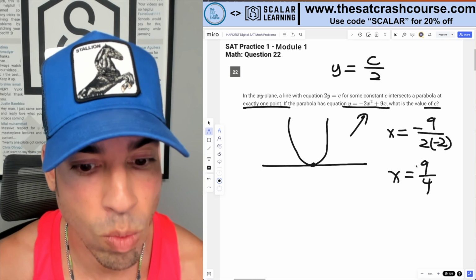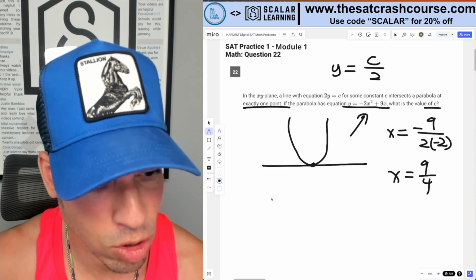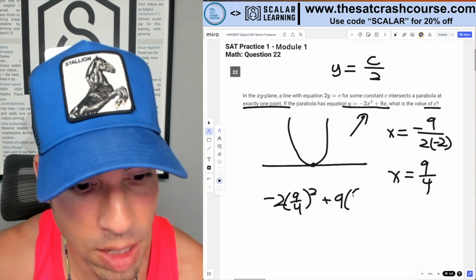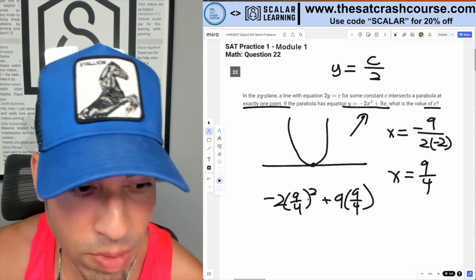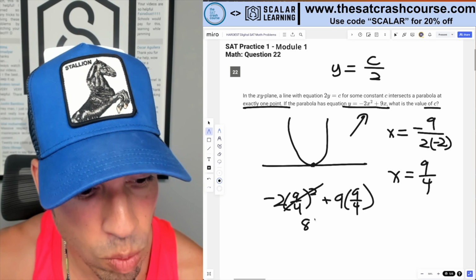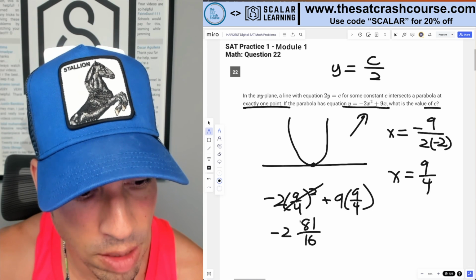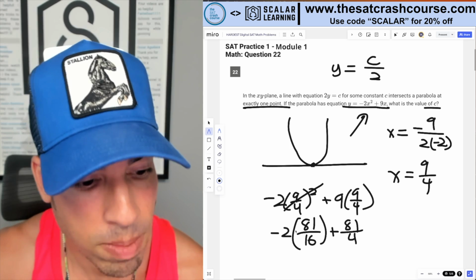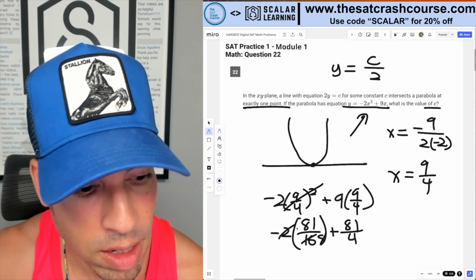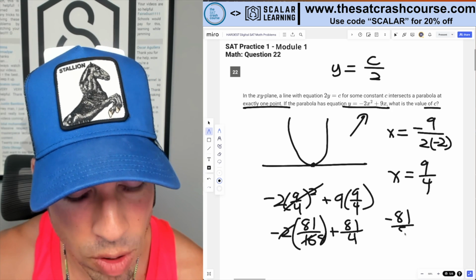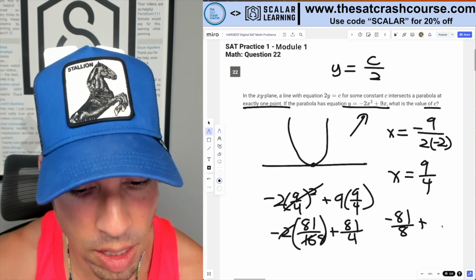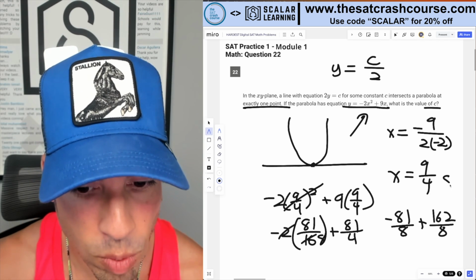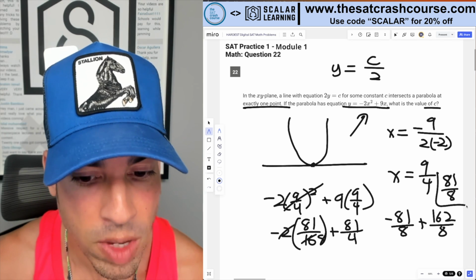To get the corresponding y value of the vertex, we're going to plug it in up here. So we've got -2 times 9/4 squared plus 9 times 9/4. We can simplify this to be 81/16 times -2 plus 81/4. Simplify, this becomes -81/8 plus, let's double this up to get common denominators, 162/8. We add these together and we get 81/8. So this is my y value.